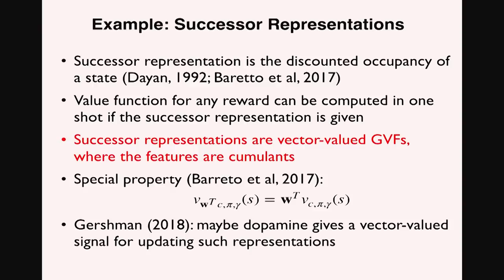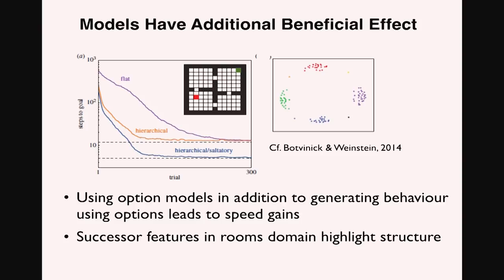It turns out that successor representations can be thought of as vector-valued generalized value functions where the cumulant is simply the features. They fit very nicely into this. They showcase the fact that we can have cumulants that are not scalars. And in the case of successor representations, there are some really nice properties. I'm not going to have time to discuss them in detail, but they allow us to compute value functions in a single shot for many different reward functions. There's a very nice paper by Sam Gershman from this year that points to dopamine perhaps giving vector-valued signals for updating such representations in the brain. I just want to show you what these things look like. Again, this is taken from one of Matt's papers.